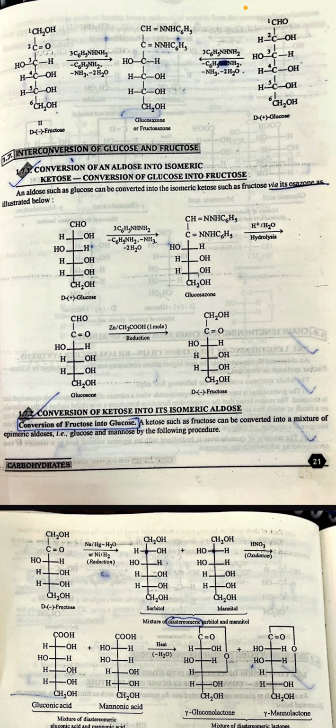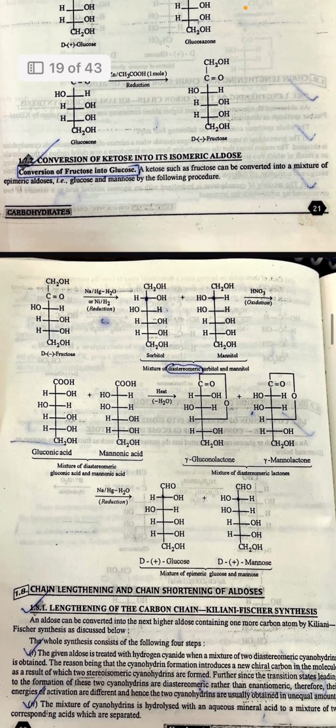First of all, glucose is reacted with phenylhydrazine. Then upon hydrolysis it will give the glucosazone, which on reduction with zinc in the presence of acetic acid gives the fructose.